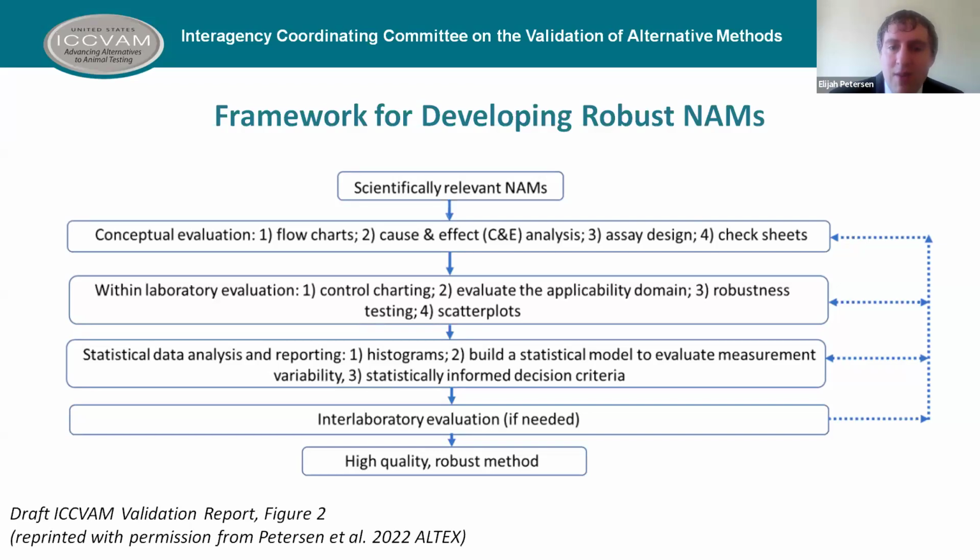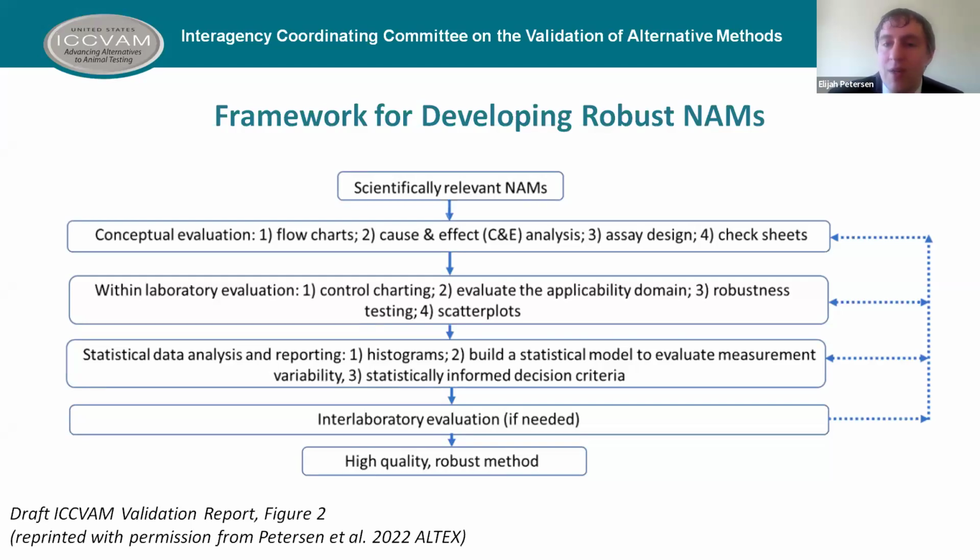And then if everything goes perfectly, you'd have a high quality, robust method. But in practice, I've never had this experience. I don't know if anyone else ever has, where you just march through these steps and you're done. Usually it's an iterative process. So as you'll notice, these dotted lines on the right-hand side indicate that you may be doing the interlab testing and you have to go back and do more robustness testing.